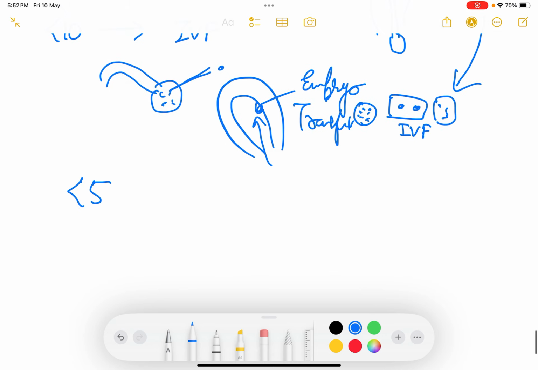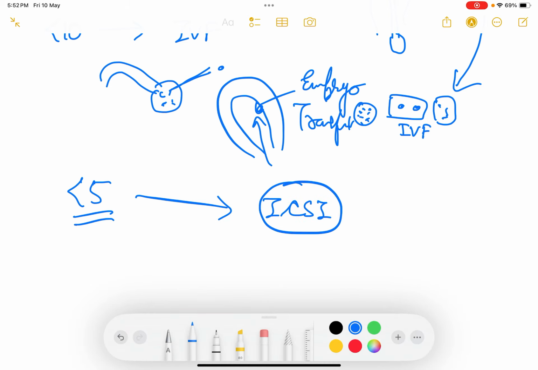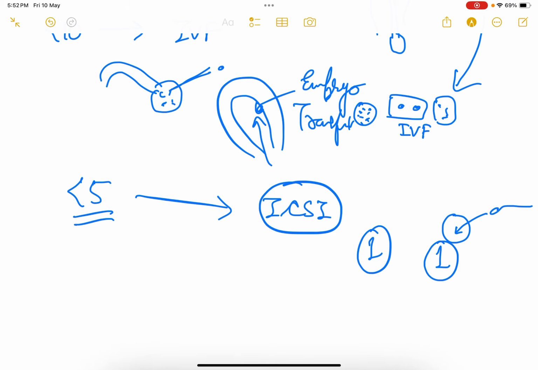But when the count is very less, that is 5 million से भी कम है, then we go for ICSI, intracytoplasmic sperm injection. इसमें क्या होता है, एक ओवम ले लेते हैं एंड एक स्पर्म ले लेते हैं. उसी एक स्पर्म को हम इंजेक्ट कर देते हैं into the cytoplasm of the ovum. So it is called intracytoplasmic sperm injection. So basically you need one ovum and one sperm for ICSI.